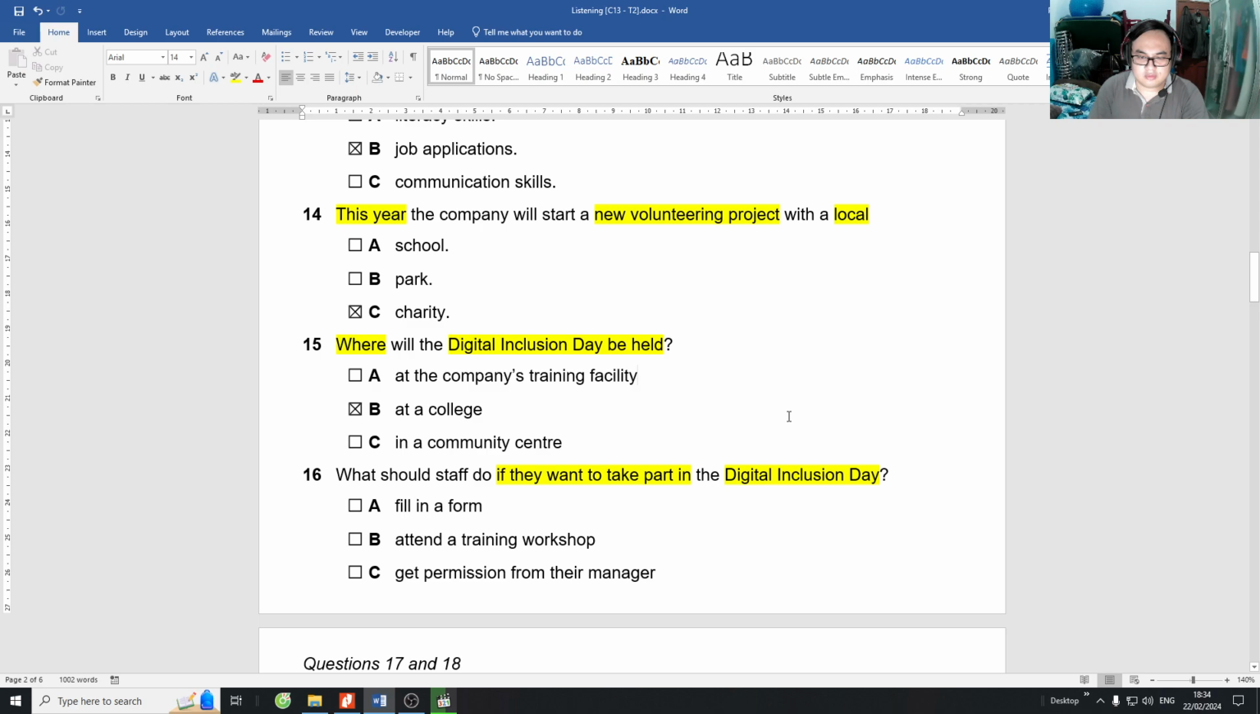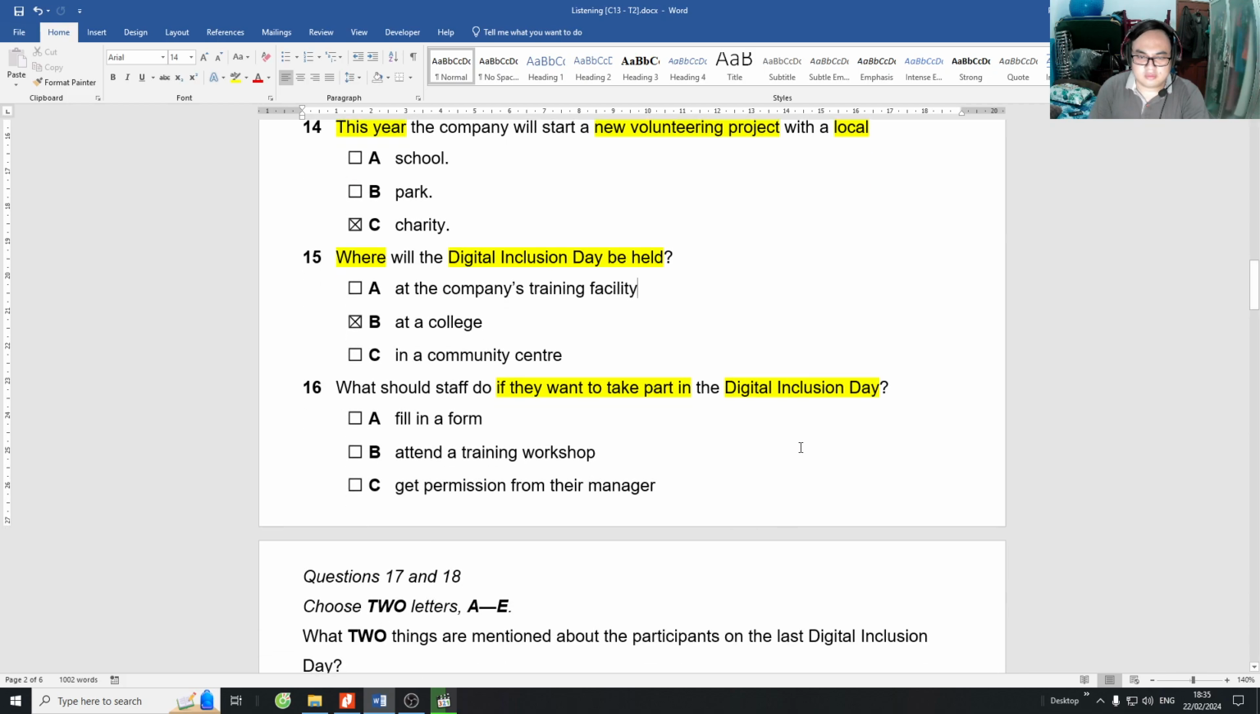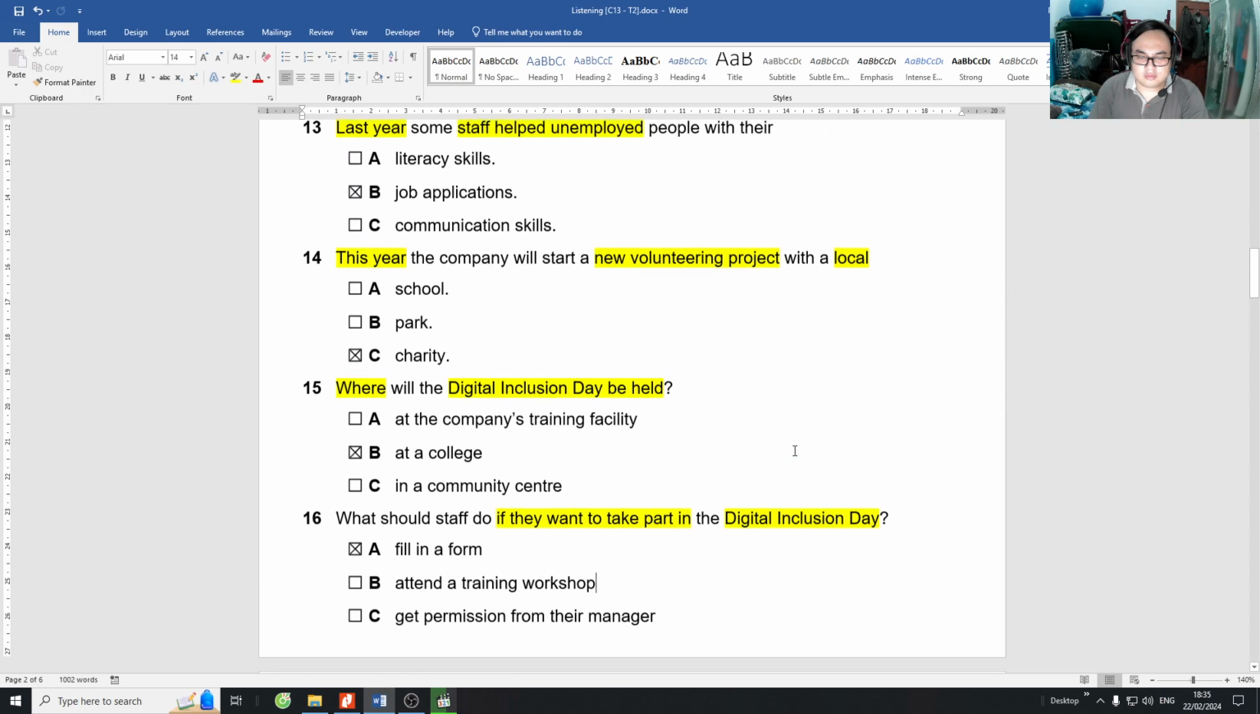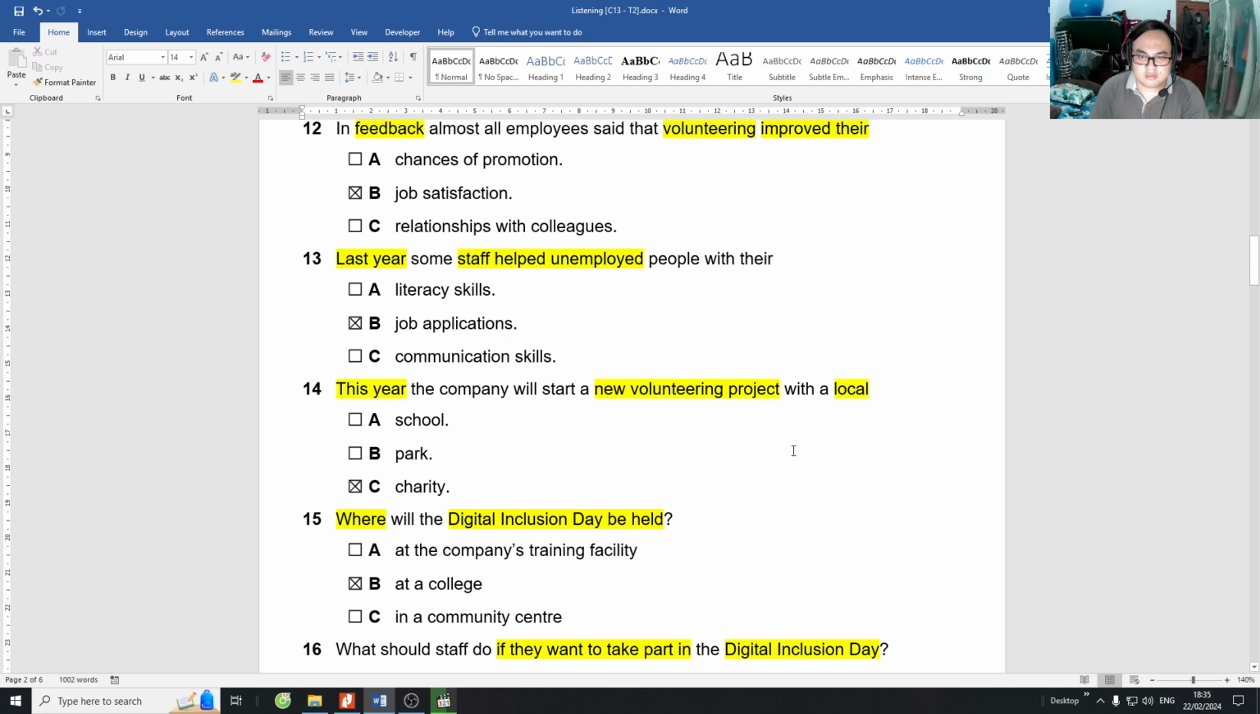If you're interested in taking part, please go to the volunteering section of our website and complete the relevant form. We won't be providing any training for this, but you'll be paired with an experienced volunteer if you've never done it before. By the way, don't forget to tell your manager about any volunteering activities you decide to do.